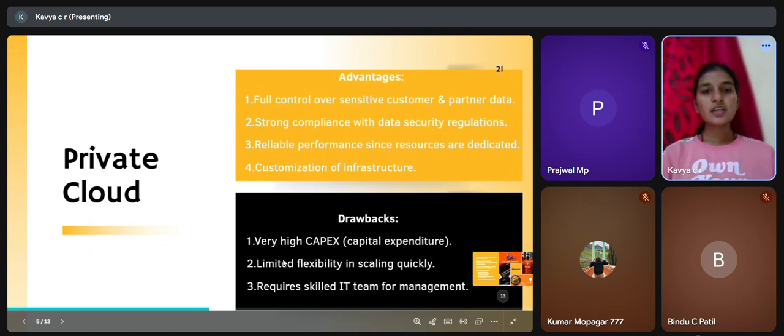Advantages of private cloud: full control, the organization has complete control over sensitive customer and business data; high security and compliance, meeting strict data security regulation, suitable for industries like banking or healthcare; reliable performance, resources are dedicated so performance is consistent; customizable infrastructure, tailored to specific business needs. Drawbacks of private cloud: high cost, requires large investment in hardware and infrastructure; scalability limitation, harder to scale quickly compared to public cloud; requires a skilled IT team, needs experienced staff for maintenance and management. Example, a bank using private cloud to store financial transactions securely.